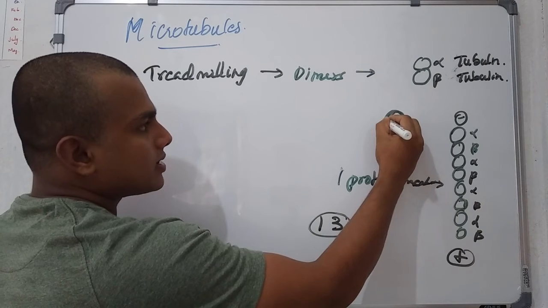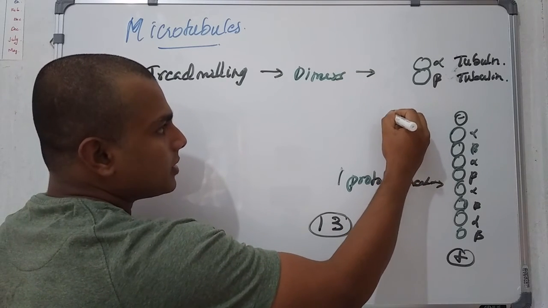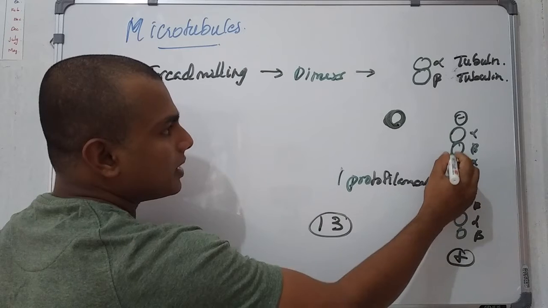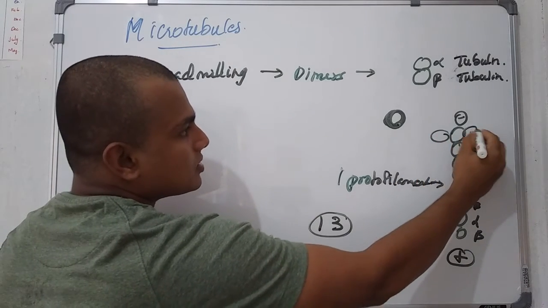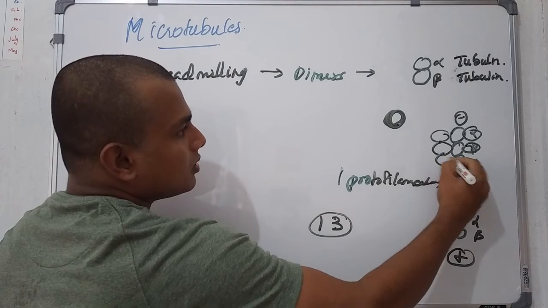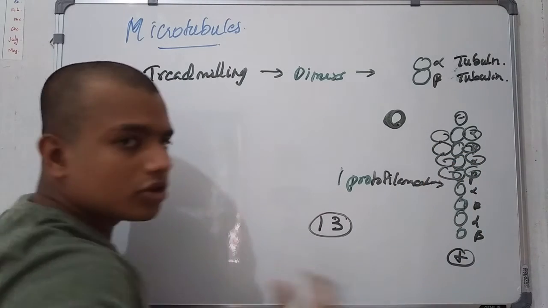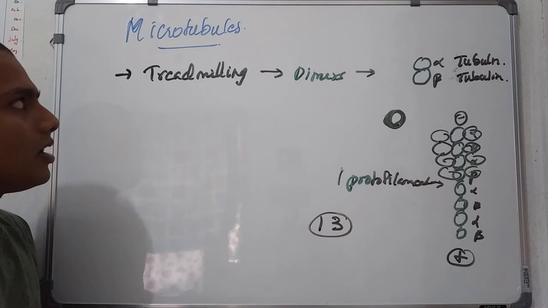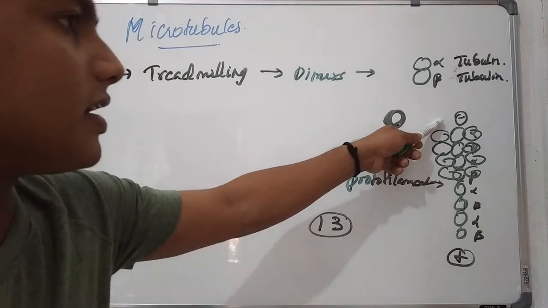It is a tube like structure. This end is of 13 protofilaments. This is one protofilament. 13 such structures will come together and form a sheet like structure, and they will roll to form a tube like structure. That is a microtubule. They are polar structures. This is the positive end, this is the negative end.